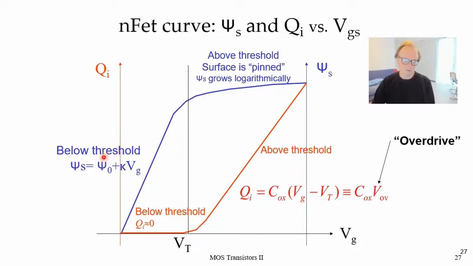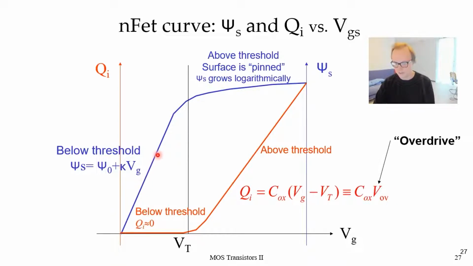This blue curve shows the surface potential as a function of gate voltage. That's the curve you saw last week, right? In this case, psi s is just psi 0, some built-in potential barrier, plus kappa times Vg. And so it just grows up like this. Actually, it should be a slope less than 1 if psi s and Vg are on the same scale, because kappa is less than 1, right?